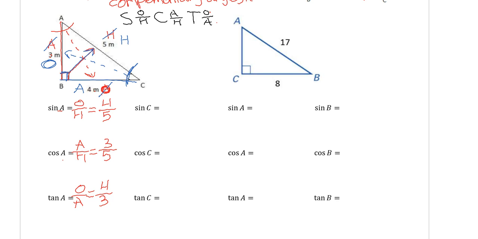So now, sine of C is opposite over hypotenuse still, right? But now my opposite side is 3. Cosine of C is still adjacent over hypotenuse, but now my adjacent is 4 over 5. And tangent is opposite over adjacent, which is going to be 3 over 4. All right. So that's it for that. Let's look at our next problem.